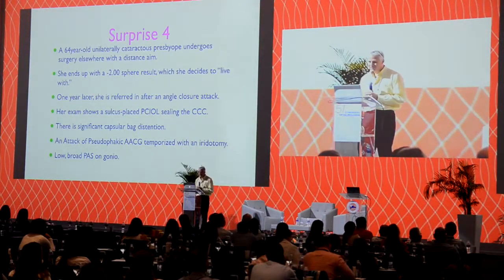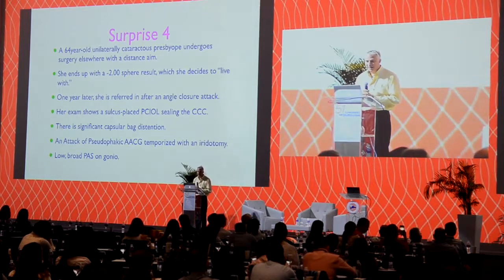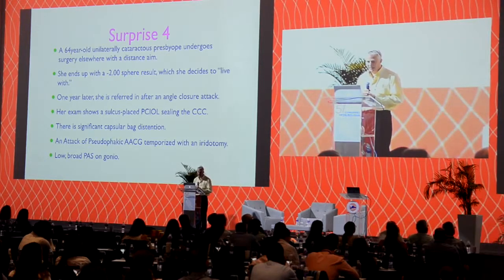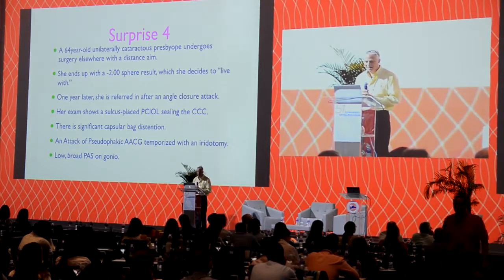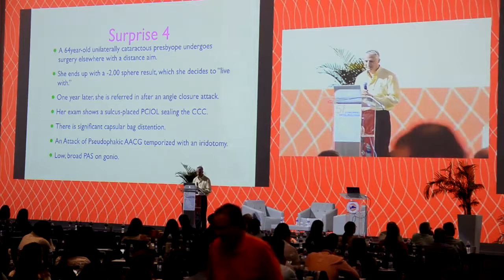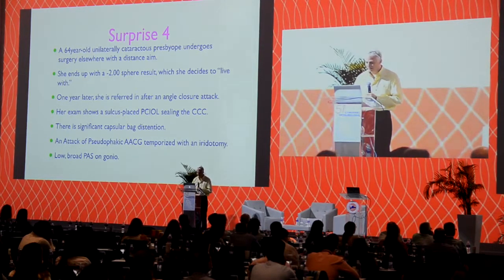Surprise number 4. 64-year-old woman, unilaterally cataractous presbyope, undergoes cataract surgery elsewhere with a distance aim. Ends up with a -2 sphere result, which she decides to live with. 1 year later, referred for angle closure attack. Her exam shows a sulcus-placed PCIOL sealing the capsulorhexis with an intact capsular bag that has significant capsular bag distension. An attack of pseudophakic angle closure glaucoma was temporized with an iridotomy, and there was low broad PAS on gonioscopy.